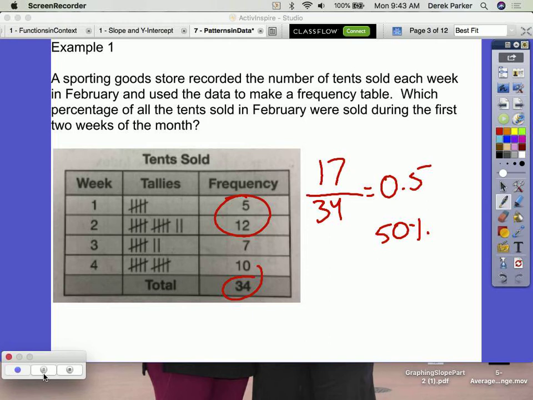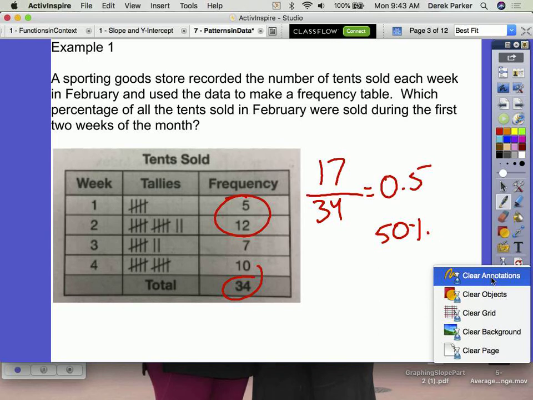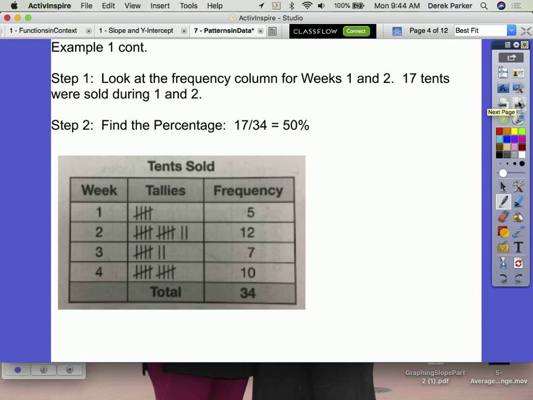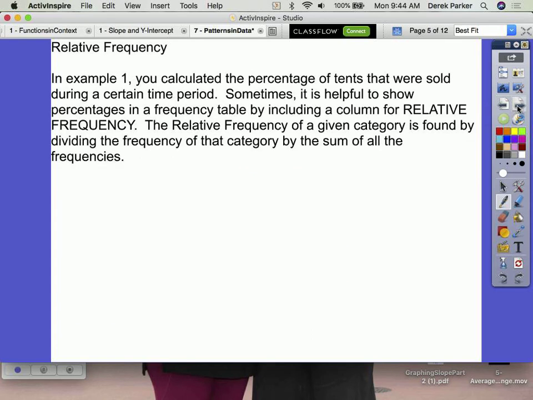Now, let's say I wanted to know the percentage of tents sold from 2 to 3. I would add that together and go 19 over 34, and again, convert that to a percent. There it's explained. In example 1, you calculate the percentage of tents that were sold during a certain time period.